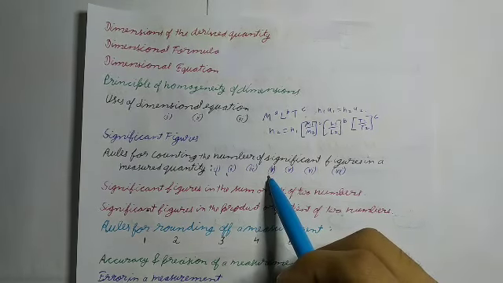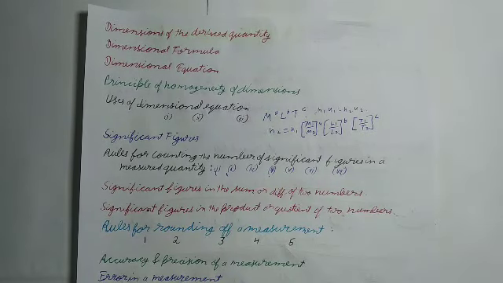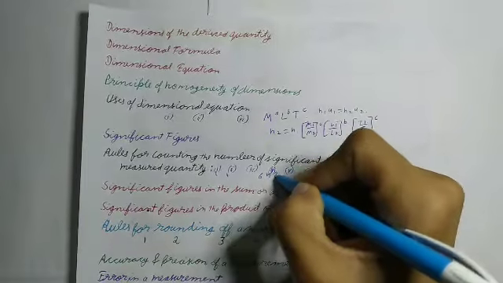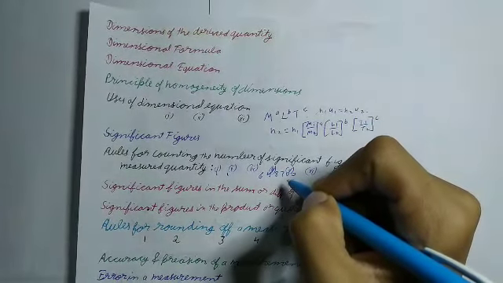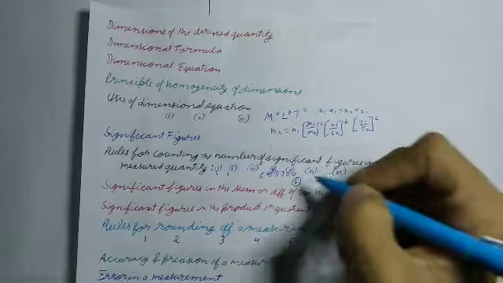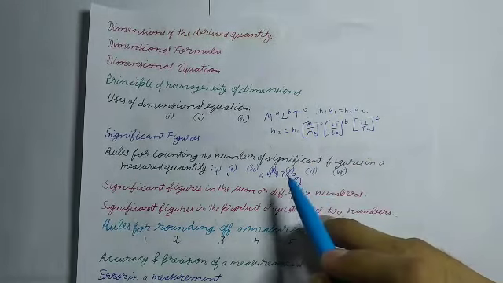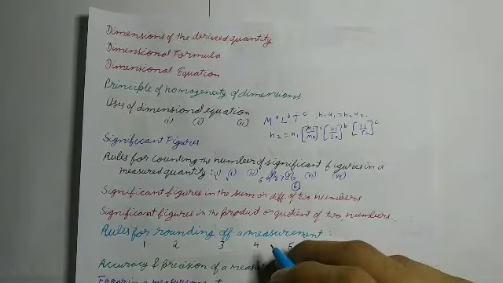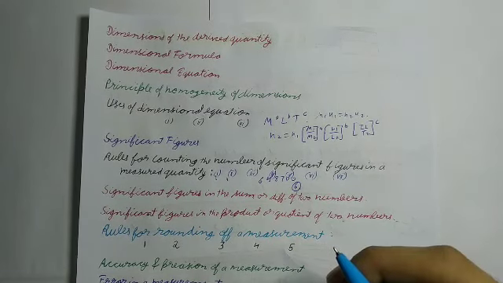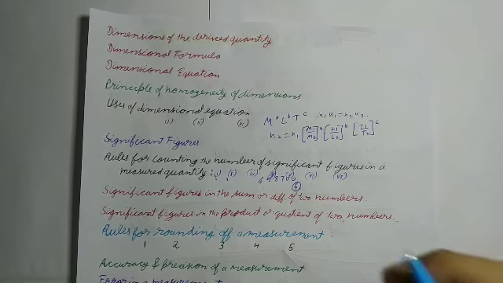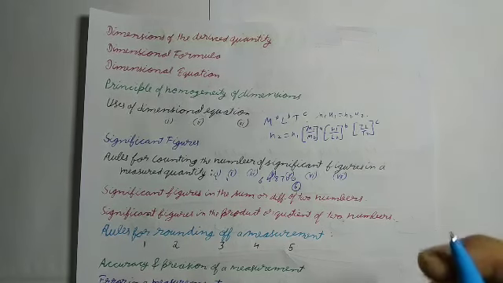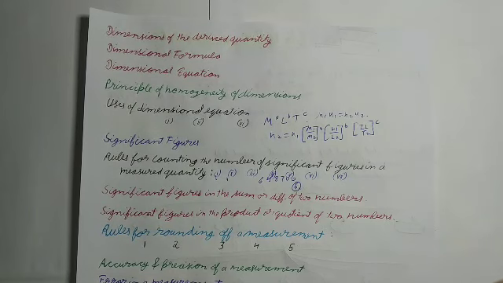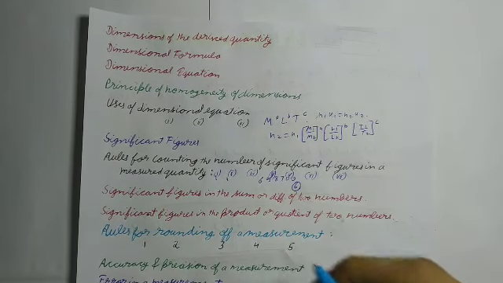Fourth, all zeros to the right of a non-zero digit but to the left of a decimal point are significant. For example, 648700 has 6 significant figures. Now the fifth rule is all zeros to the right of a decimal point are significant. Sixth, all zeros to the right of a decimal point but to the left of a non-zero digit are not significant. A single zero conventionally placed to the left of the decimal point is not significant.